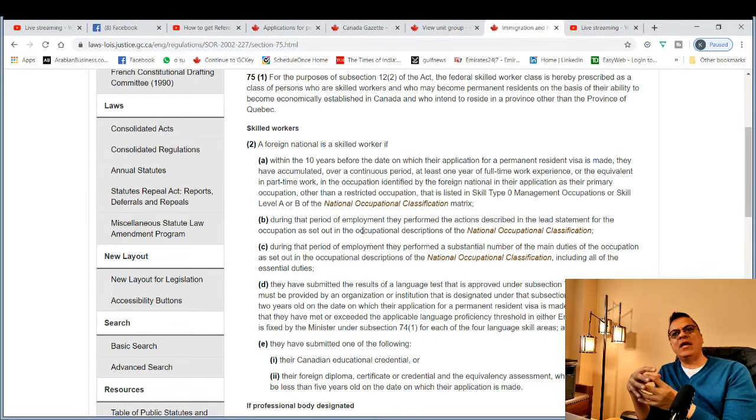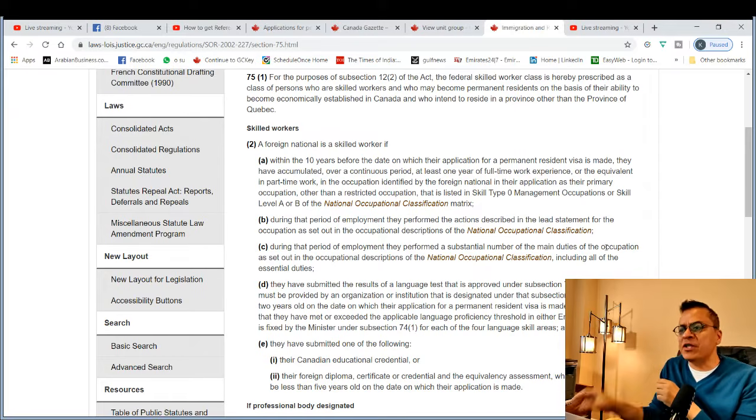If you will be able to understand, you will be able to deal with this in a much better way. Okay, all right. Third section. During the period of employment, they performed a substantial number of the main duties of the occupation as set out in the occupation's description, including all the essential duties. Again, I will show you what they mean.